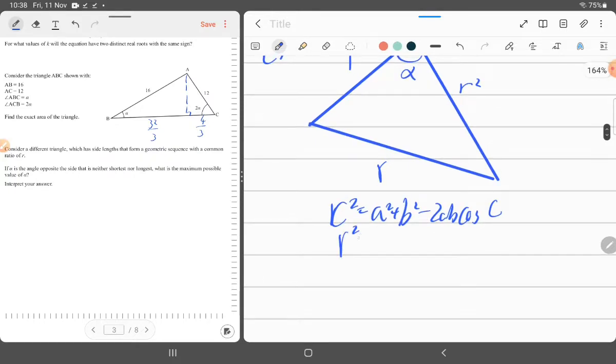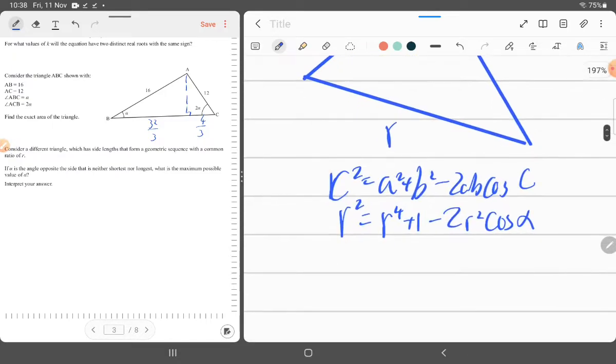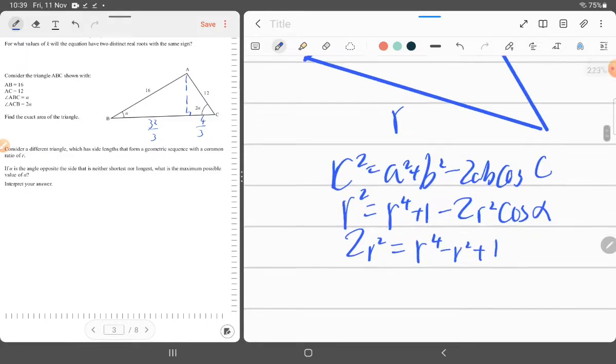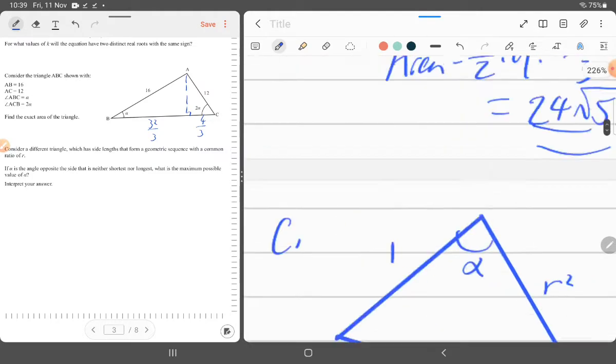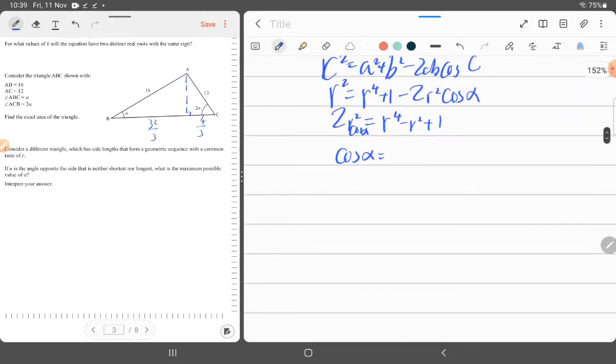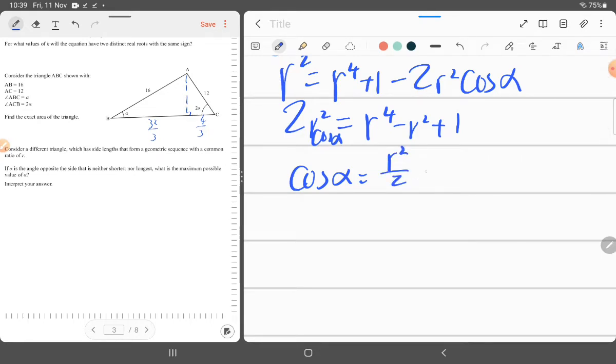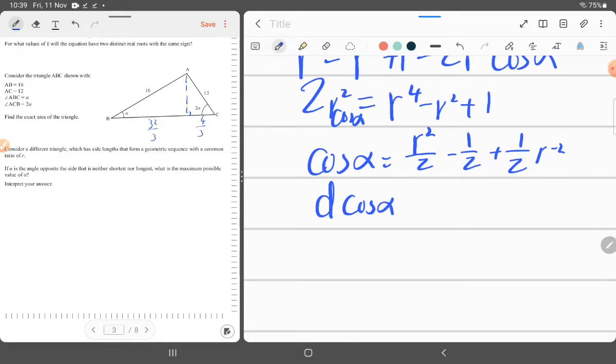Then r squared is equal to r to the power 4 plus r minus 2r squared cosine alpha. So 2r squared cosine alpha is equal to r to the power 4 minus r squared plus 1. Then cosine alpha is equal to r squared over 2 minus a half plus r to the power negative 2 over 2. Then d cosine alpha over dr. I'm not sure if this is how you're supposed to do it, but I'm hoping.